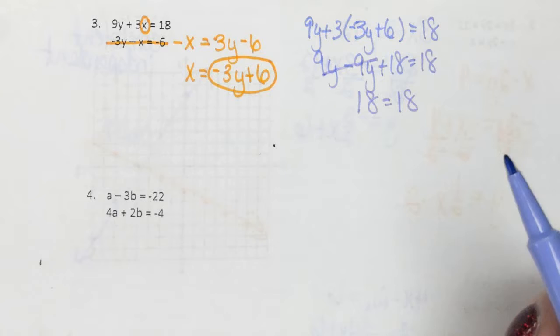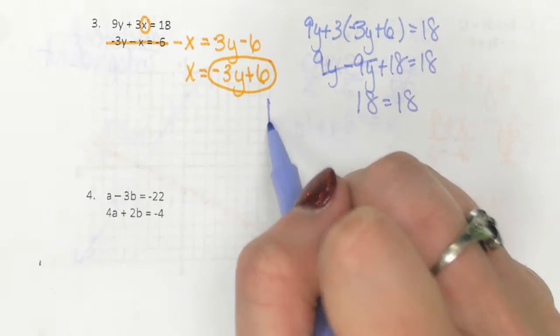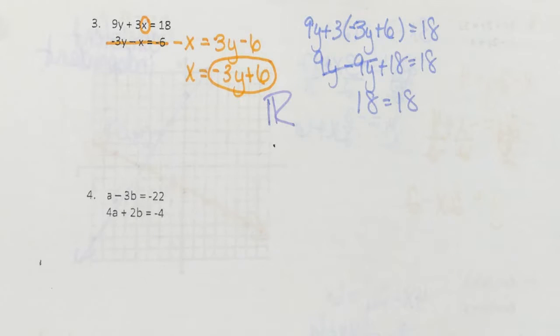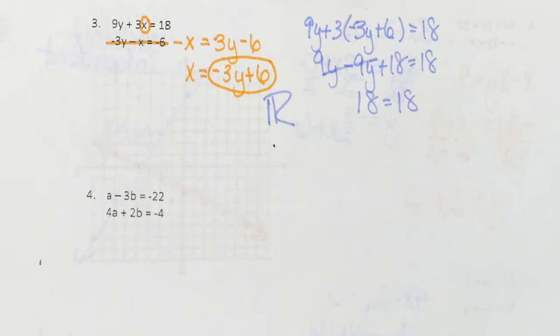Alright, so did y'all get 18 equals 18? What's that mean? It's all real numbers. And Ken, if I were to graph that, what is it going to look like? It's going to be the same line. And we call that same line what? Consistent and dependent. Are y'all okay?